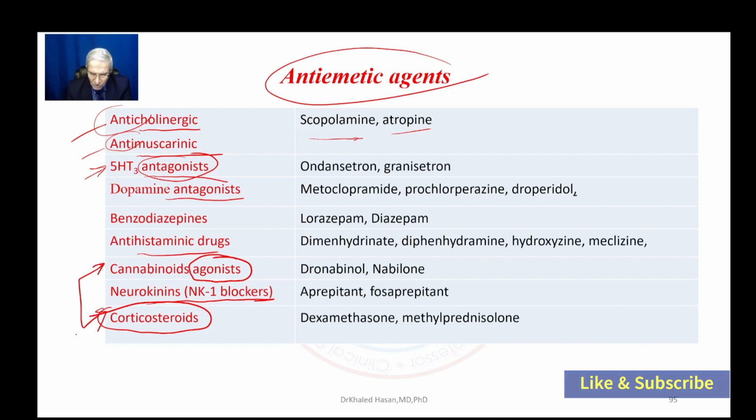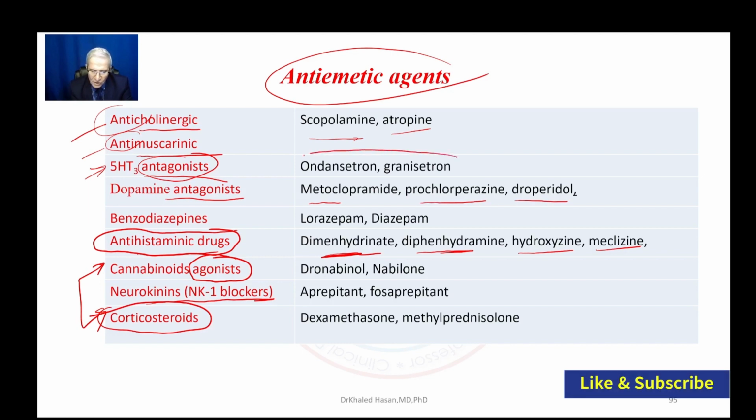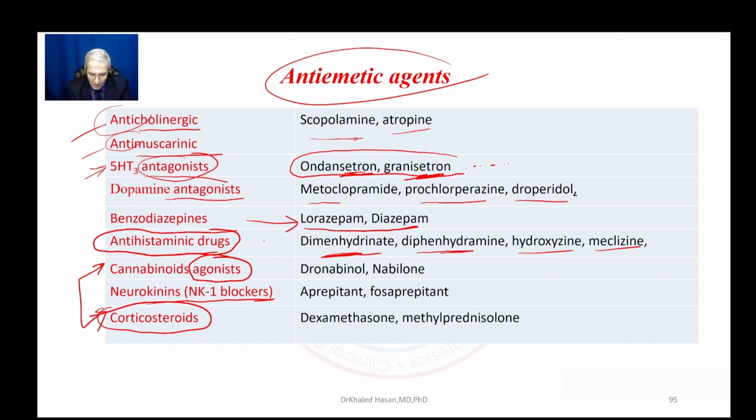Okay, we need you to be familiar with this medication. The most popular medications here: antihistamine, we have diphenhydramine, dimenhydrinate, hydroxyzine, and meclizine, for example. For dopamine antagonists, we have metoclopramide, prochlorperazine, droperidol. The most important effective medication is the serotonin antagonist: ondansetron, granisetron, palonosetron, dolasetron, all with the suffix setron. The setron stands for serotonin: ondansetron, granisetron, okay? Benzodiazepine, sometimes we use benzodiazepine, lorazepam and diazepam. We are going to discuss it with you.